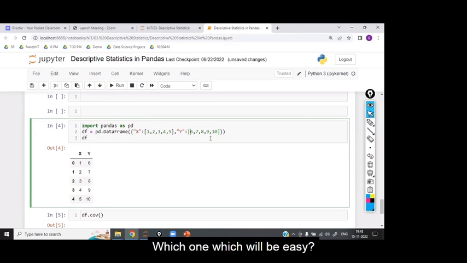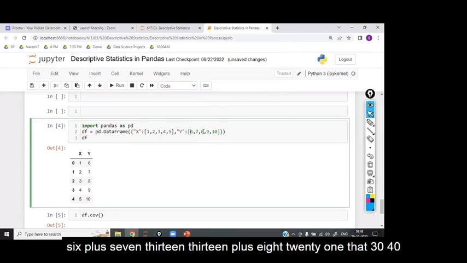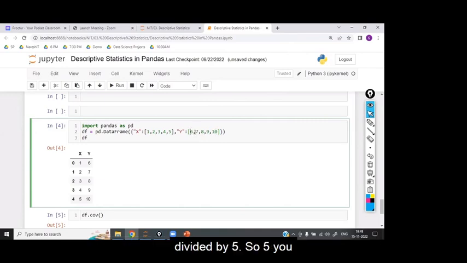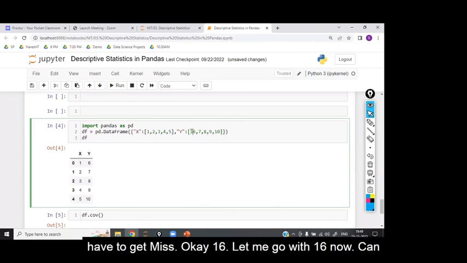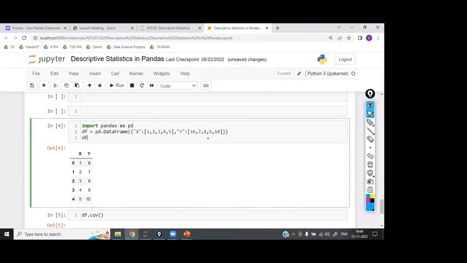Which one will be easy for calculation purposes? 6 plus 7, 13, 13 plus 8, 21, 30, 40. 40 divided by 5. So 5 you have to get miss. Okay, 16. Let me go with 16. Now can you calculate manually? 1, 2, 3, 4, 5 and 6, 7, 8, 9 and 10.